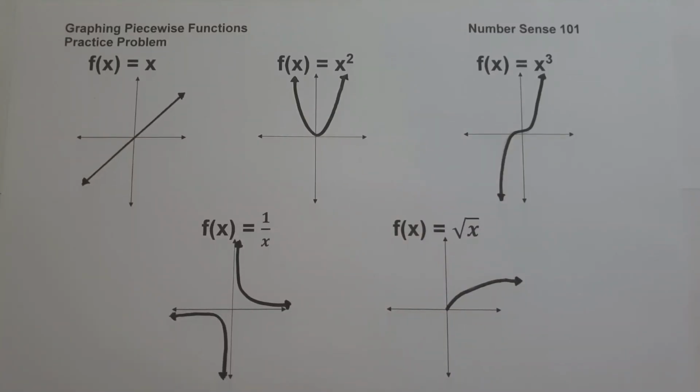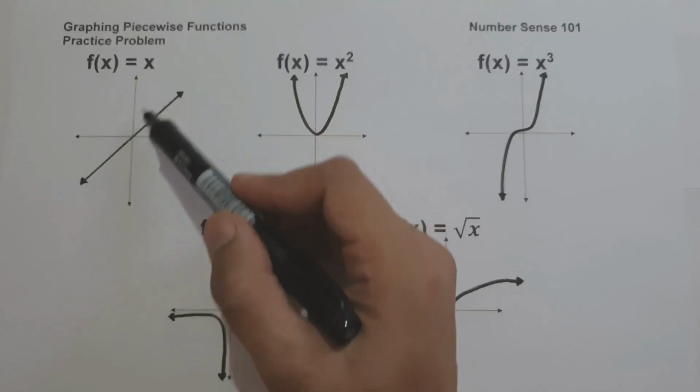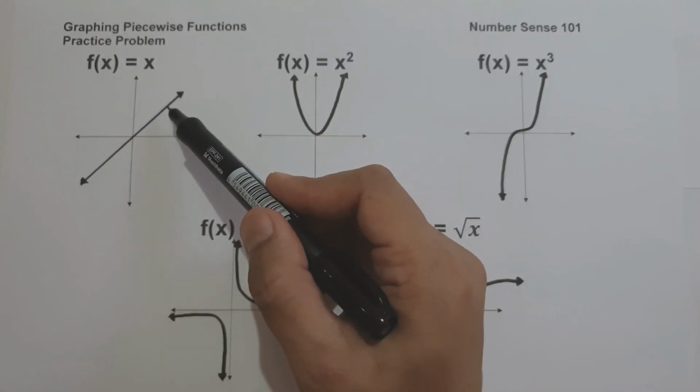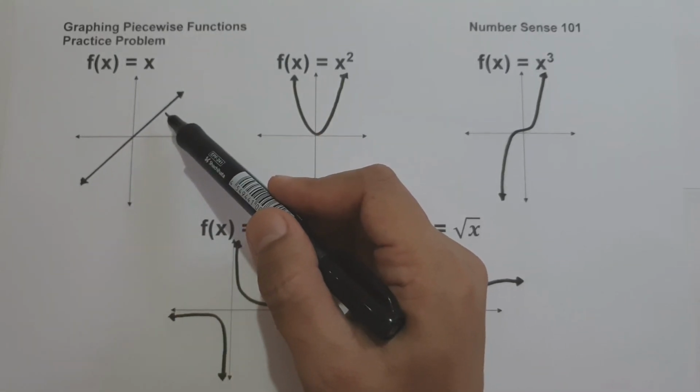For today's video, we are going to have a practice problem on how to graph a piecewise function. So these are the different types of graph that you need to remember. The first one, if you are going to graph a linear function, let's say f of x is equal to x, we are going to have a straight line with a slope of 1 and rises at a 45 degree angle.